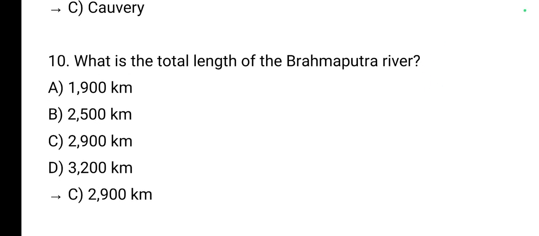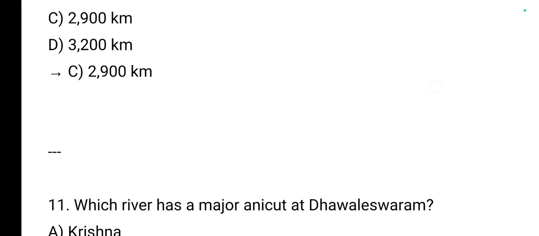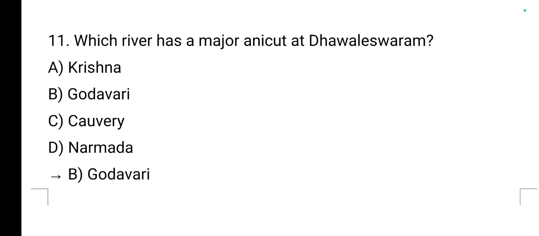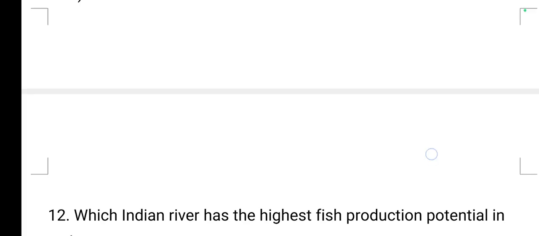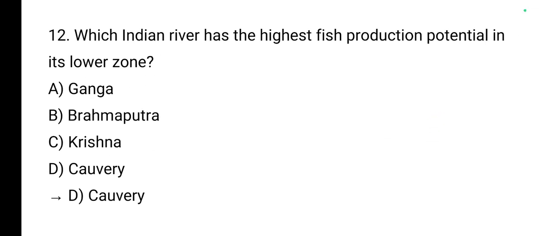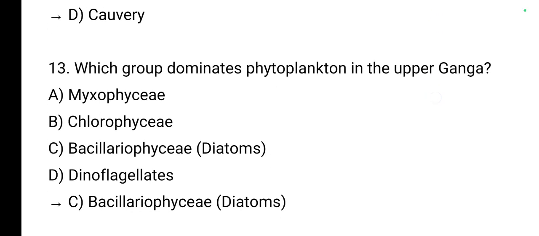What is the total length of Brahmaputra river? So it is 2900 km. Which river has major anicut at Dhavaleshwaram? So the correct answer will be Godavari. Which Indian river has the highest fish production potential in its lower zone? So it will be Kaveri.